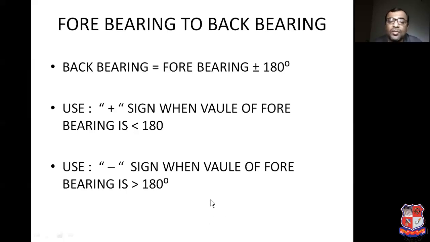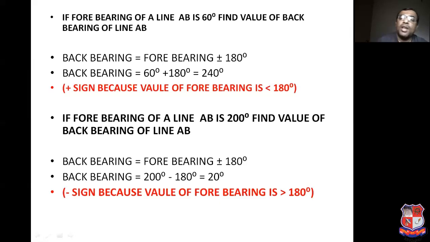Now let us see an example of forebearing and back bearing. If the forebearing of a line is given as 60 degrees, find the value of the back bearing of the line AB. The relation between forebearing and back bearing: back bearing is in short known as BB, and forebearing is in short known as FB. So BB is equal to FB plus or minus 180. Here the value of forebearing is given as 60 degrees, which is less than 180 degrees, so we apply the plus sign. So 60 degrees plus 180 degrees, that is equal to 240 degrees, is the back bearing of the line AB.